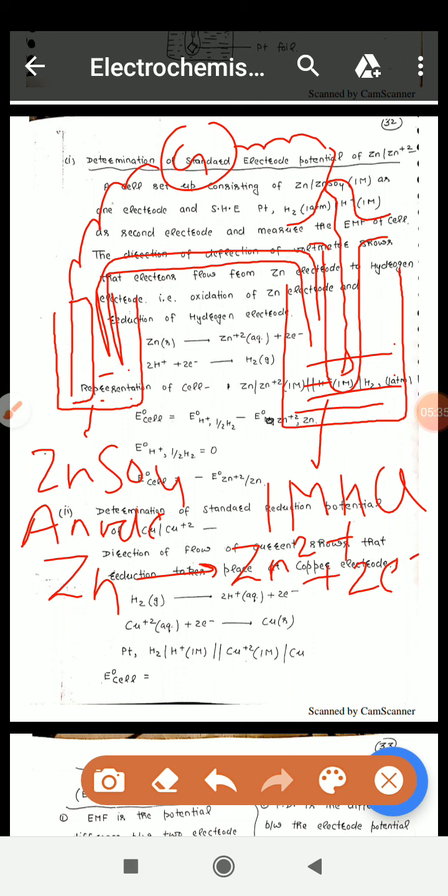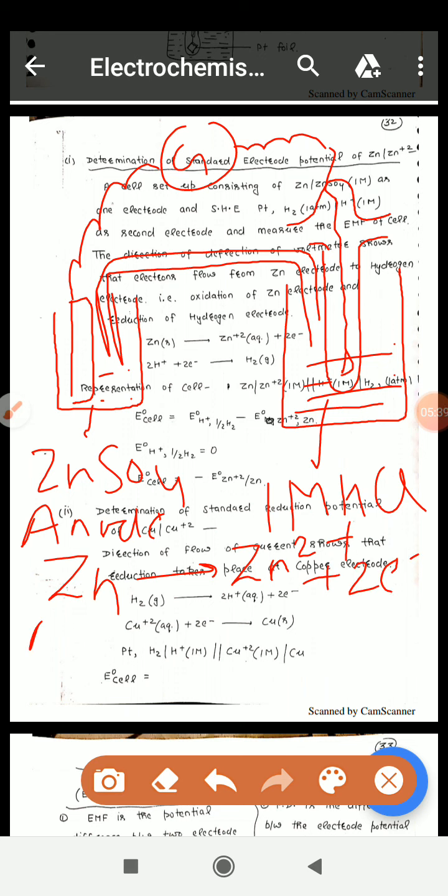Now, how does this cell work, how does the reaction take place? Zinc is more reactive, so it undergoes oxidation. Zinc acts as the anode, it undergoes oxidation, it loses the electrons and is converted into Zn2+, losing 2 electrons.